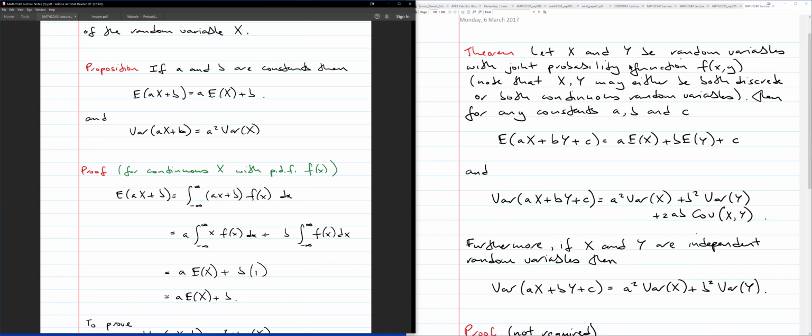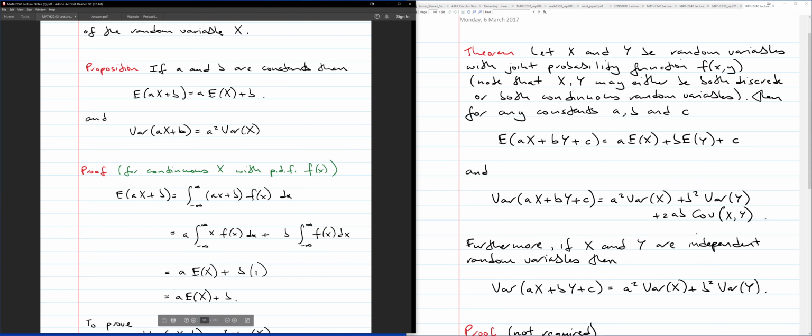I have x and y, two random variables with a joint probability function. Your setup here is that x and y are both discrete or x and y are both continuous. Given the random variables x and y with a joint probability function, you could consider a new random variable, ax plus by plus c. The expected value of ax plus by plus c is equal to a times the expected value of x plus b times the expected value of y plus c.